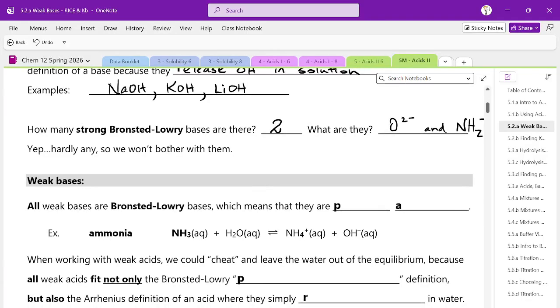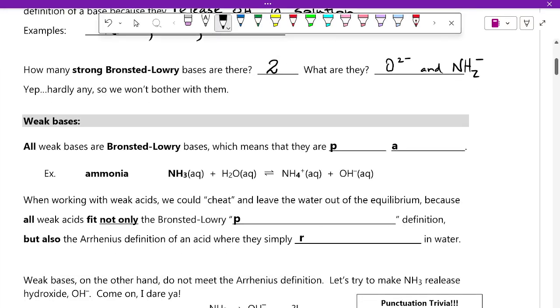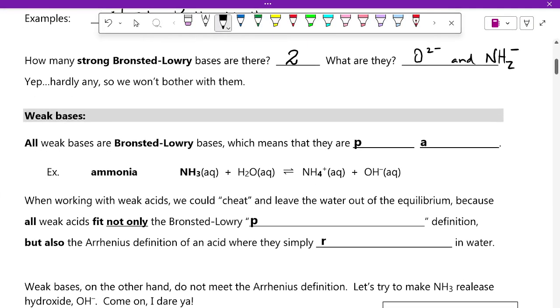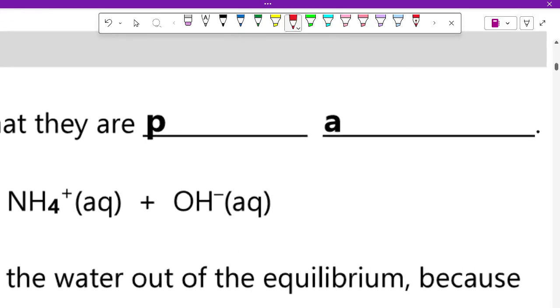There are hardly any, so in this particular section, we're not going to bother talking about them much. We've already spent some time on them in Unit 4, so we'll come back to those in a little bit, but not right now. Weak bases. All weak bases are Bronsted-Lowry bases. Okay, there are no weak Arrhenius bases. And if they are Bronsted-Lowry bases, what does that mean they are? They are proton acceptors, yes.